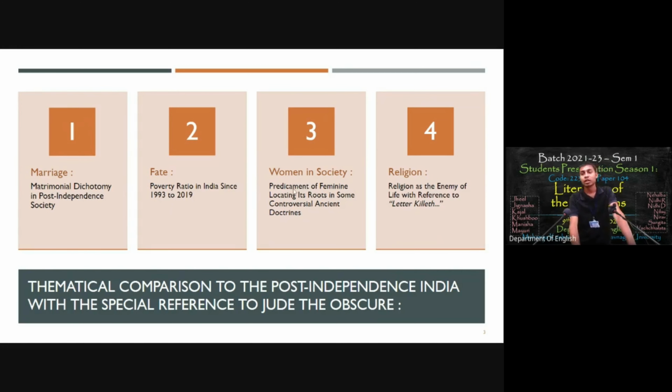And women in society. So what was the place of women in Indian society after we got independence, and even before, when we were not free from Mughal invaders, and then British invaders? So we had some kind of notions that women should be like this, or women should wear such and such things. And the fourth one is religion.